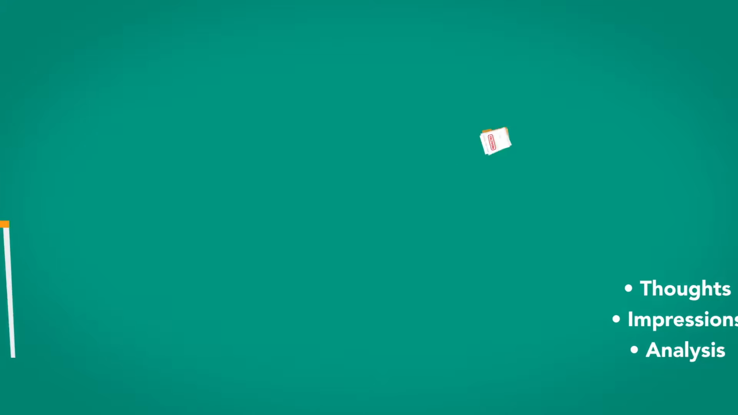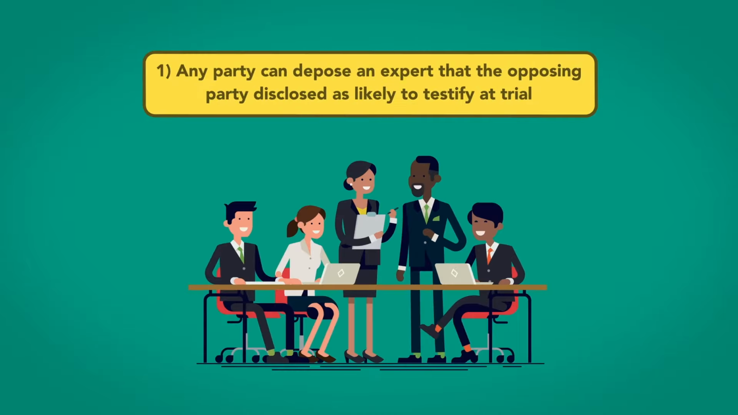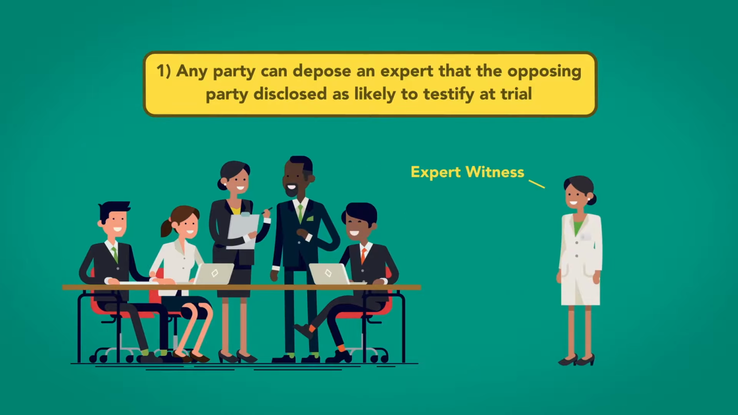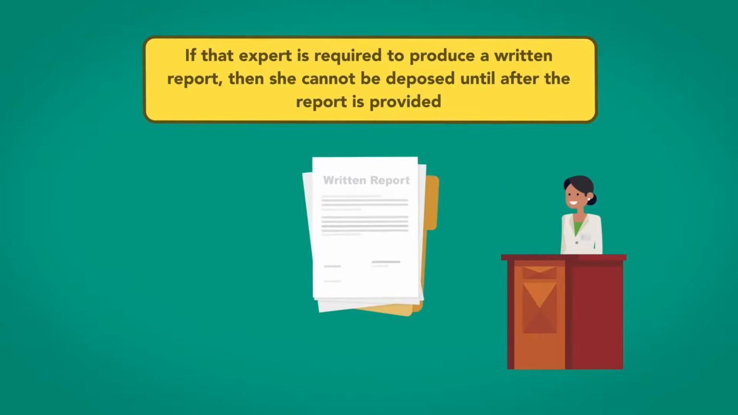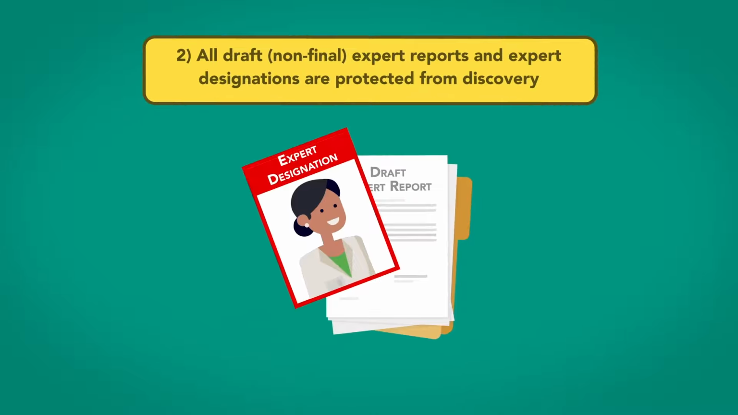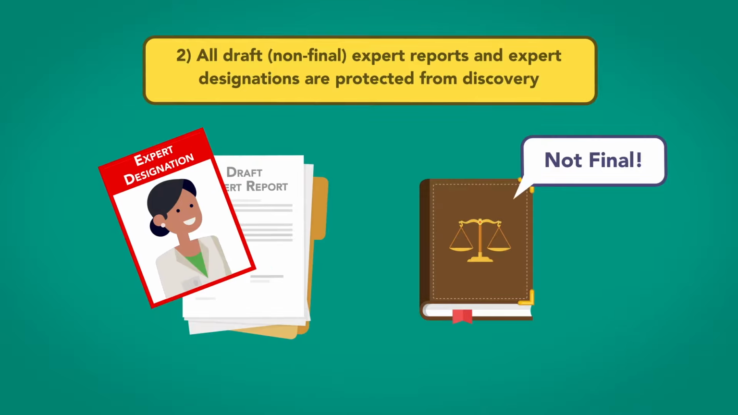The rules provide special rules for the deposition of experts who are retained to assist at trial. First, any party can depose an expert that the opposing party disclosed as likely to testify at trial. If that expert is required to produce a written report, then she cannot be deposed until after the report is provided. Second, all draft expert reports and expert designations are protected from discovery because they're not final.